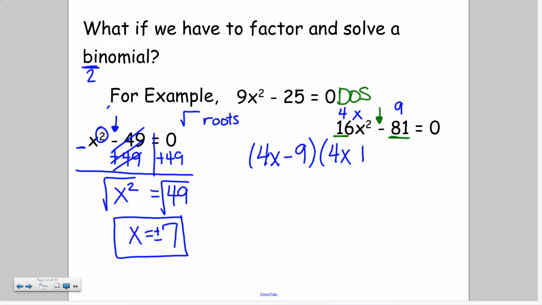4x plus 9. Now we're going to set them each equal to 0. So 4x minus 9 is equal to 0, and then 4x plus 9 is equal to 0. Now I'm going to add 9 to both sides.